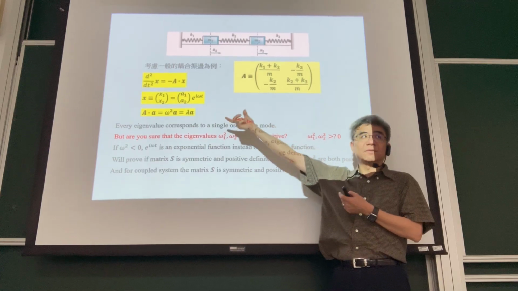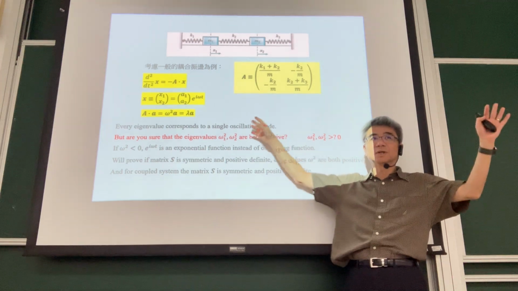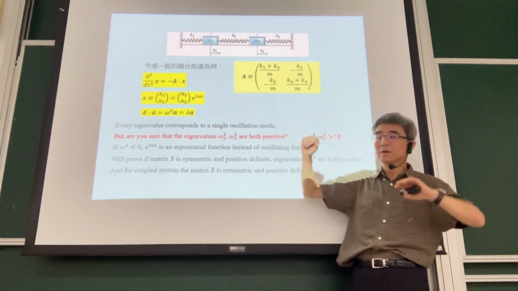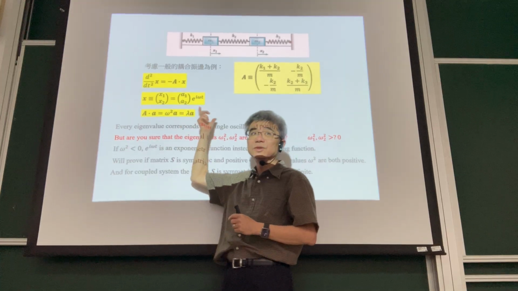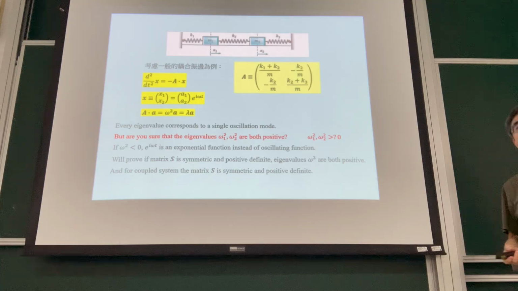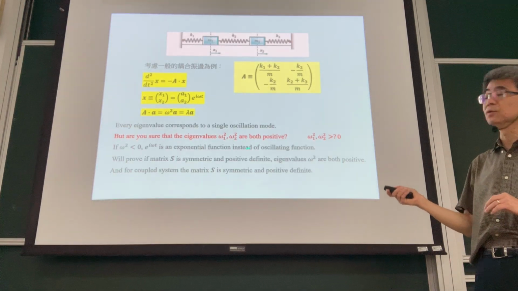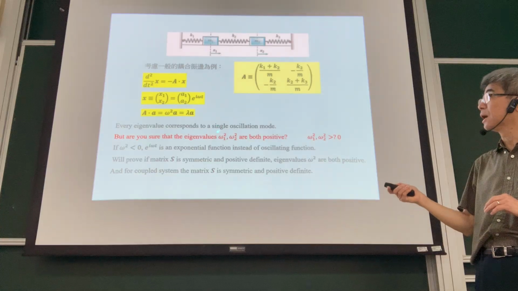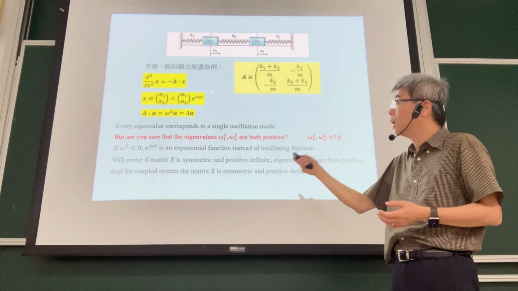Then I solve it. According to our procedure, you first go to the characteristic equation. The determinant of A minus lambda I equal to 0. And I say that this equation is an algebraic equation of the second order. Therefore, it has 2 solutions. Omega 1 squared, omega 2 squared, or if you prefer, lambda 1 and lambda 2.